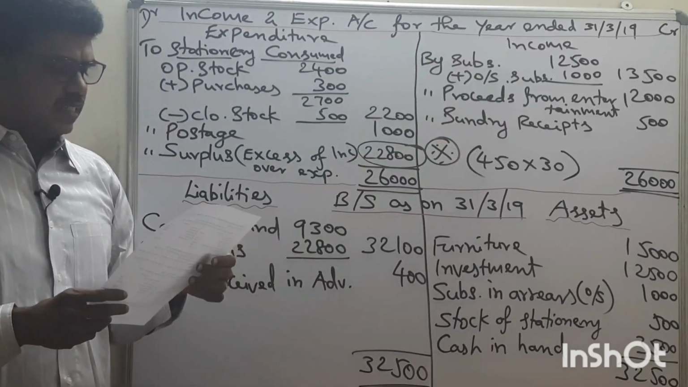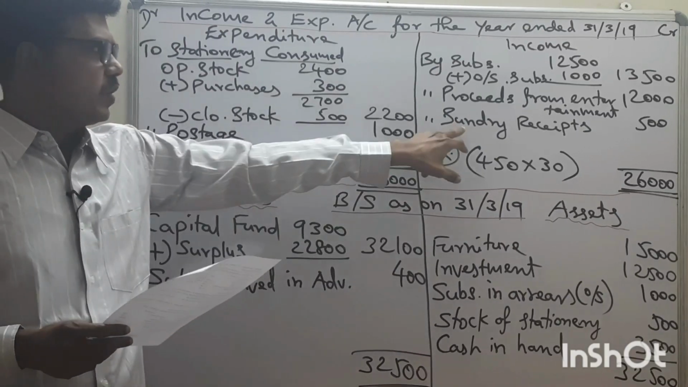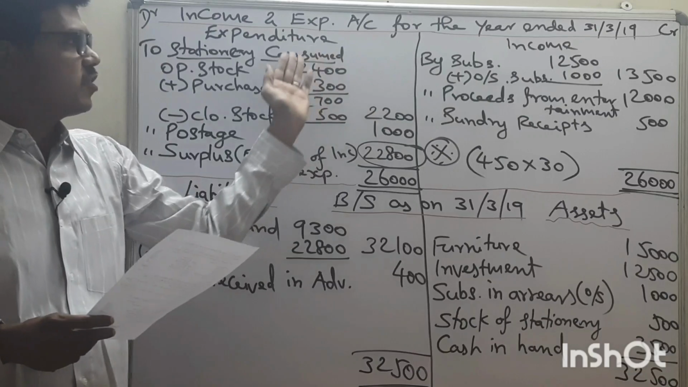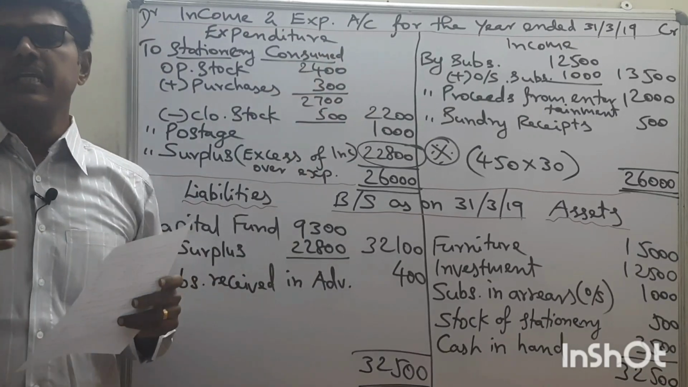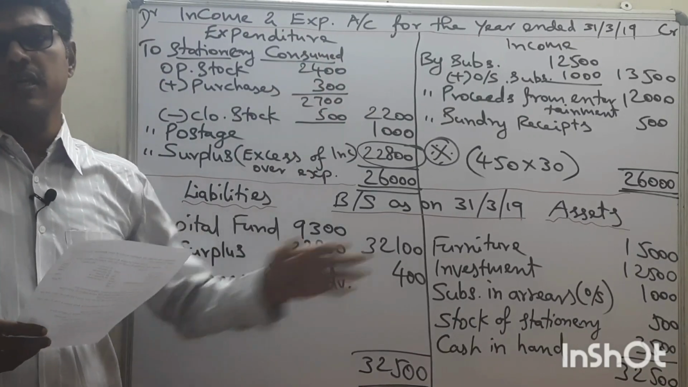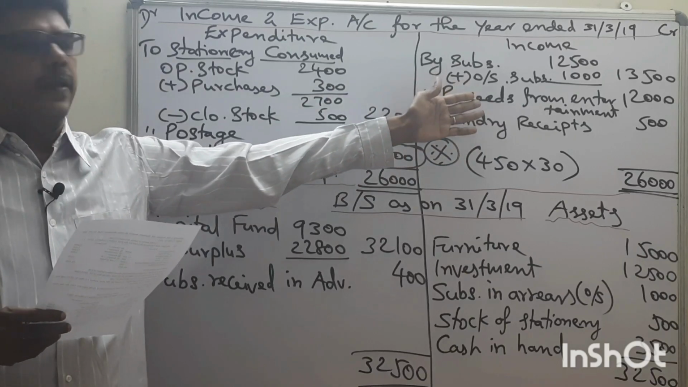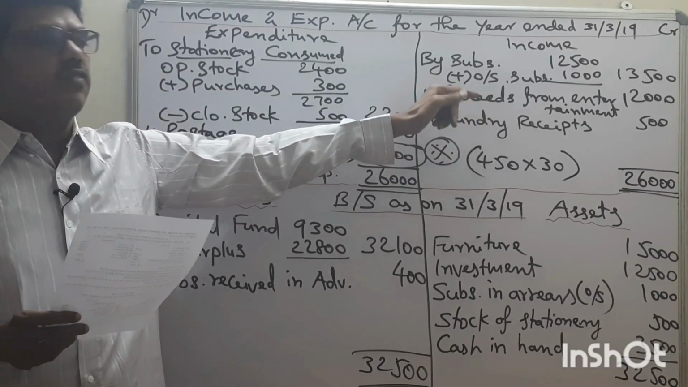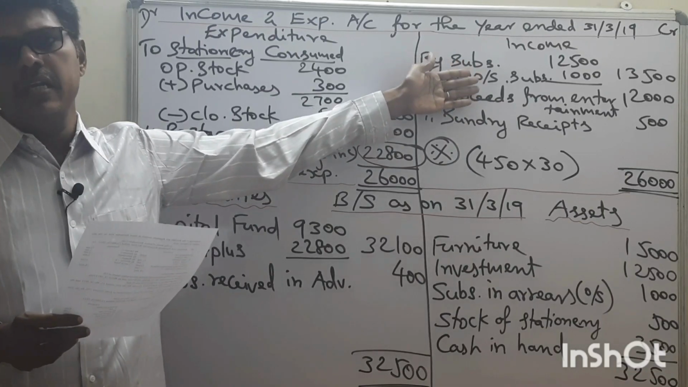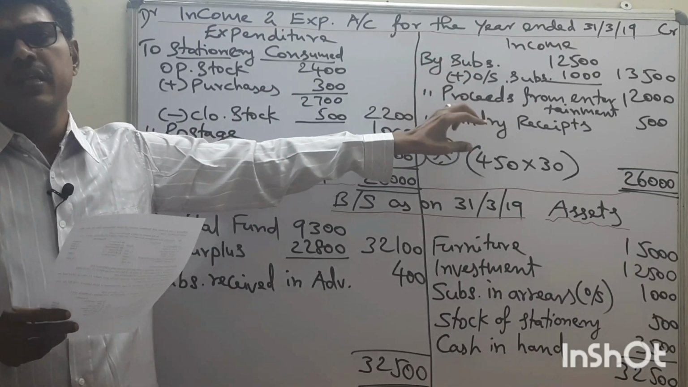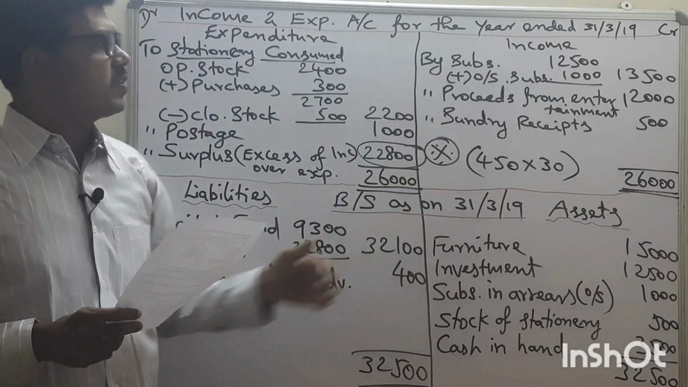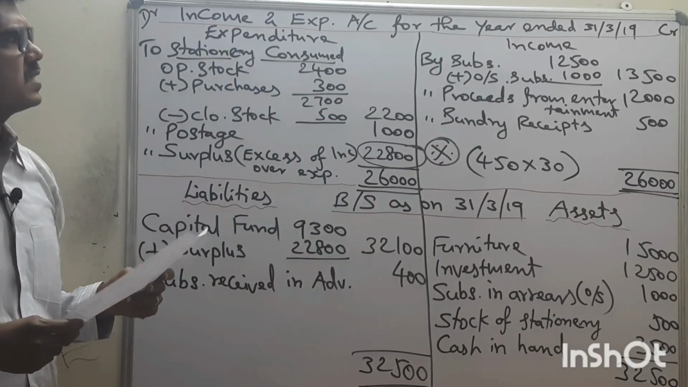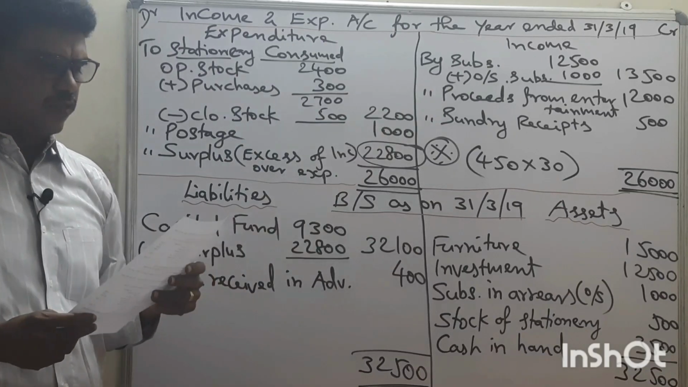Then sundry receipts, 500 rupees. Whenever we record the receipts, income or expenses, we should see whether there is any additional information related to the transactions we are recording, right? If there is any additional information, then we should see whether it should be added with or subtracted from. Accordingly, we should present the details. There is no other particular in the receipt side to be presented in the income side.